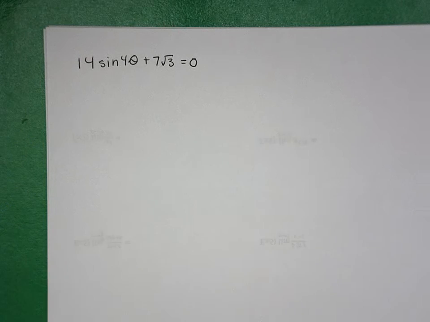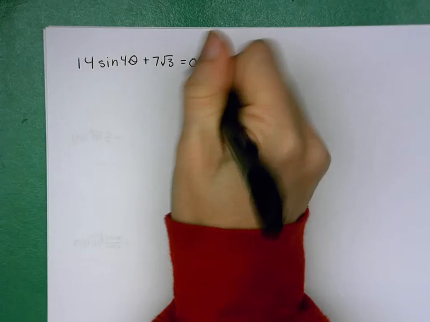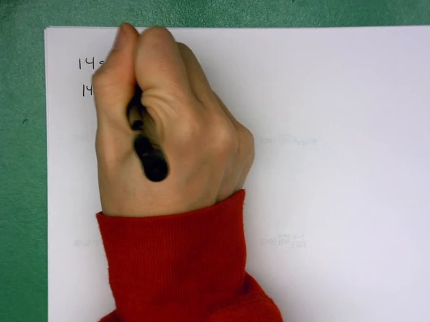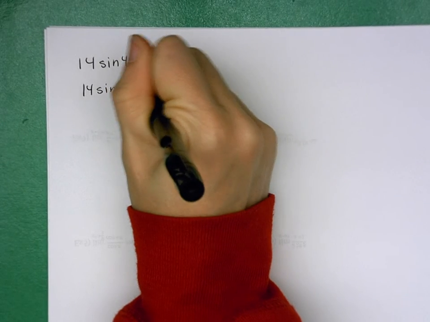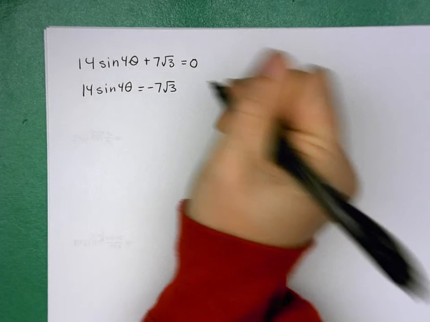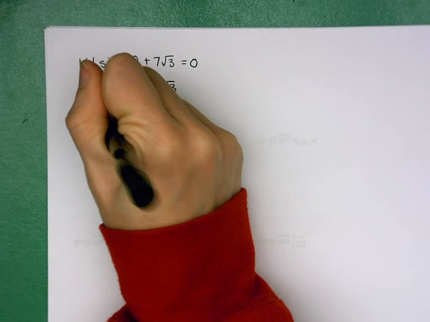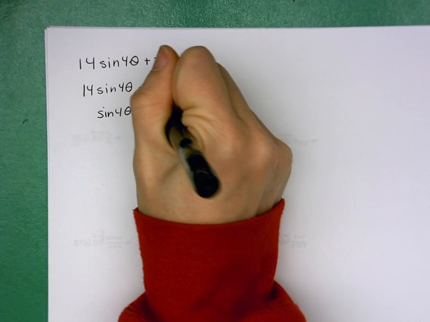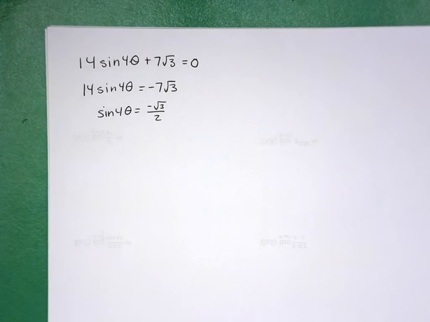Okay, isolating our trig in this case means subtracting that 7 root 3 over to the other side. So 14 sine of 4 theta equals negative 7 root 3. Dividing the 14, we have sine of 4 theta equals negative root 3 over 2.